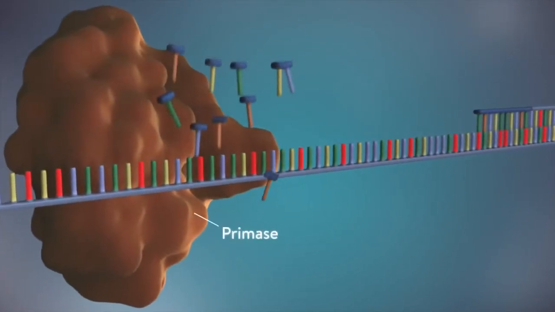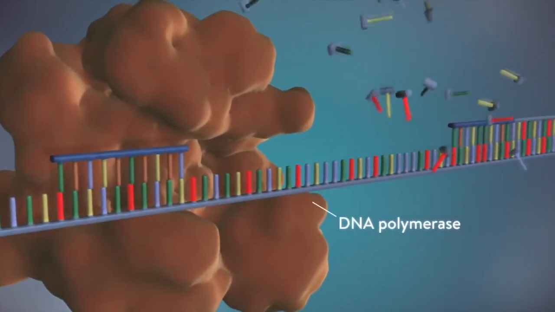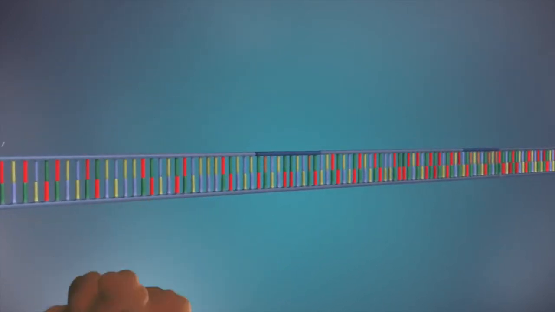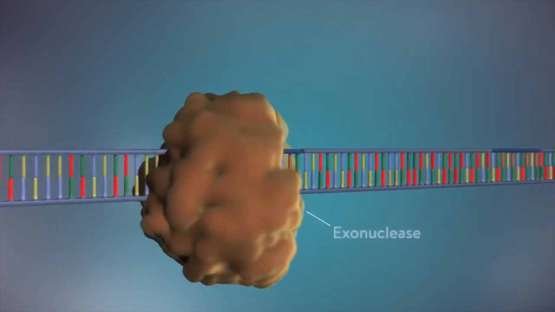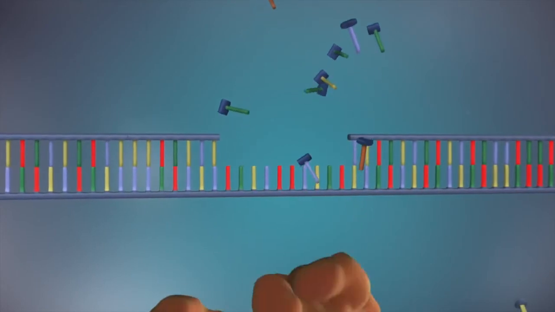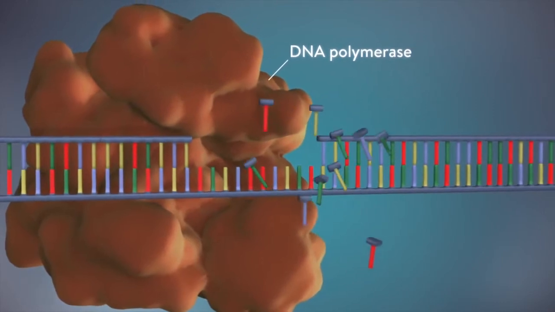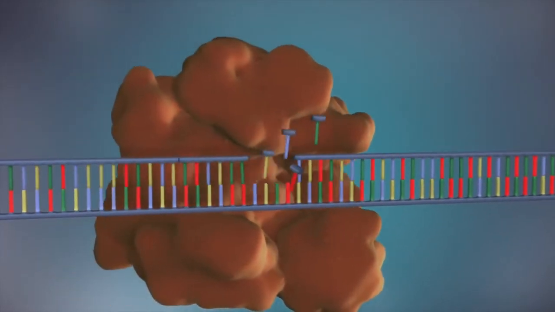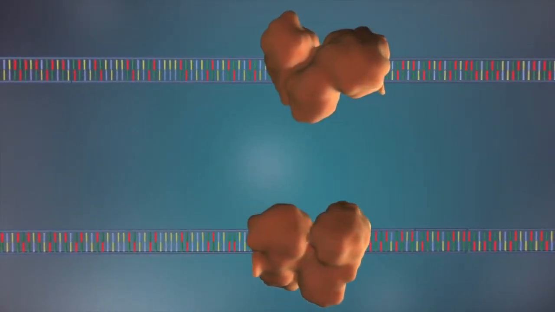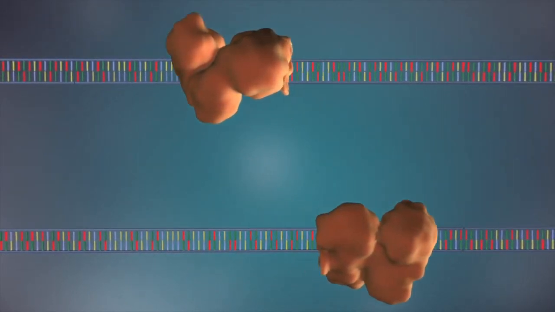The next primer is then added further down the lagging strand. Another Okazaki fragment is then made, and the process is repeated again. Once the new DNA has been made, the enzyme exonuclease removes all the RNA primers from both strands of DNA. Another DNA polymerase enzyme then fills in the gaps that are left behind with DNA. Finally, the enzyme DNA ligase seals up the fragments of DNA in both strands to form a continuous double strand.